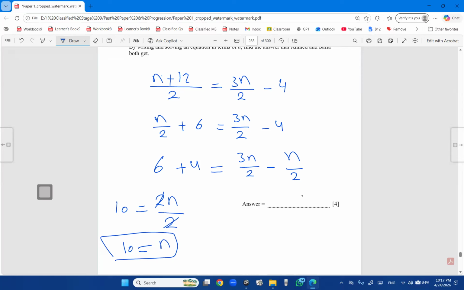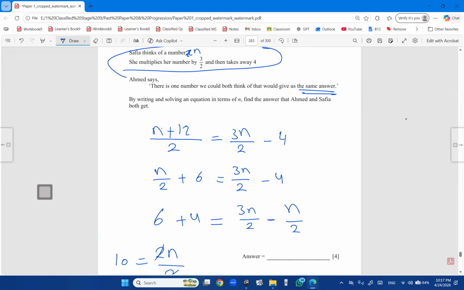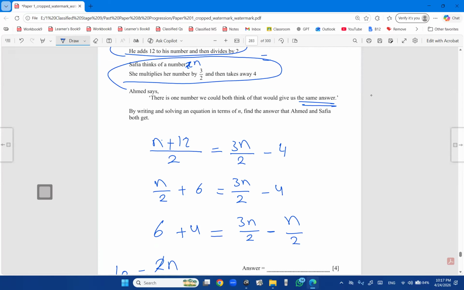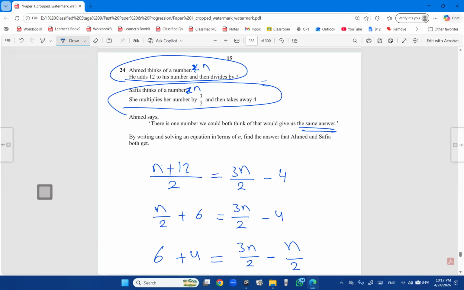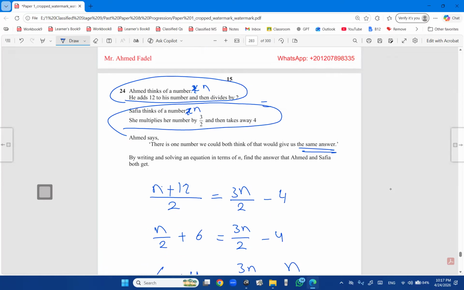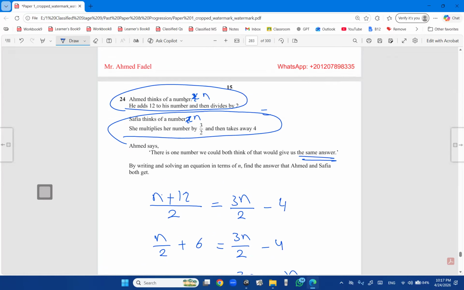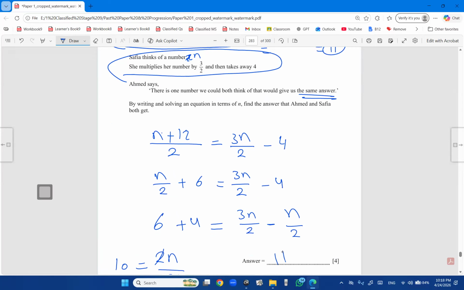Is this the final answer? No, this is not the final answer. I must find the answer they wanted. Take any of them. We found that n is 10. Ahmed thinks of a number, 10. We found that already, n is 10. He adds 12 to it, which gives you 22, and then divides by 2, which gives you 11. So the answer is 11.